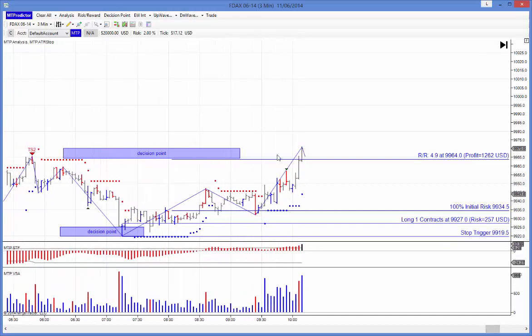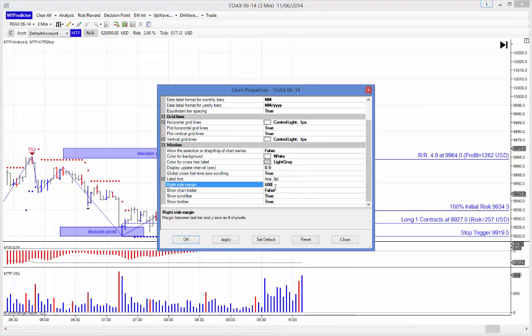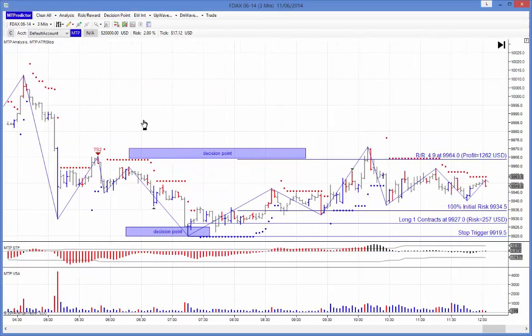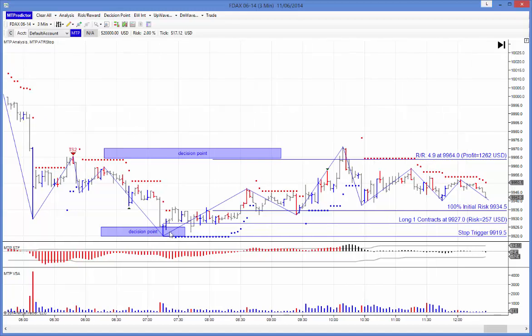The market does rally, and it rallies up to the first target very nicely. I'll just take off some space to the right hand side so we can actually see this a little bit better. There we go. So that's what the market did. It rallied from there, it rallied up into that first target, and as such was a very good trade.